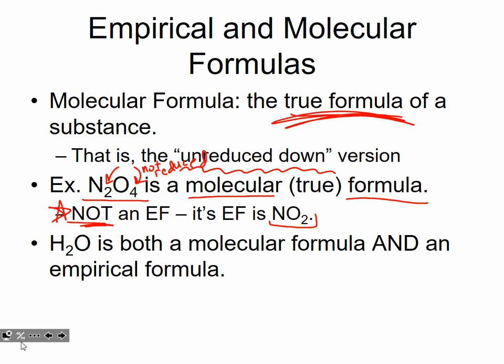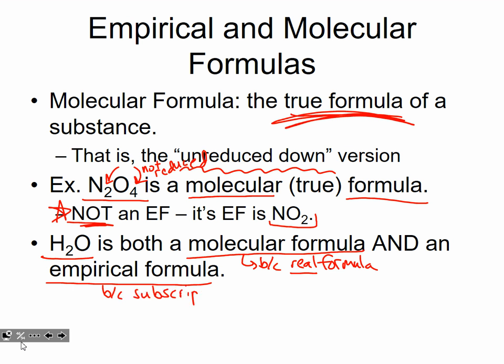Water, on the other hand, H2O, is a molecular formula because it's the real formula for water. Right? Water's not anything else, but it's also an empirical formula because the subscripts are already as reduced down as they can get. So you can have a compound that is a molecular formula but is not an empirical formula. You can also have a compound that is a molecular formula, the real one, but is also the same thing as the empirical formula.